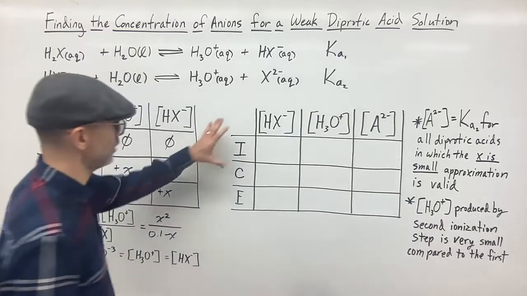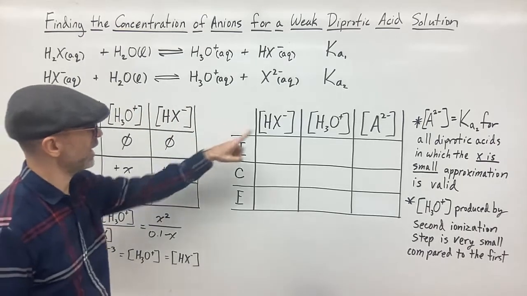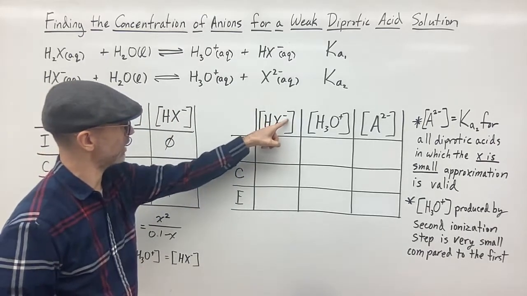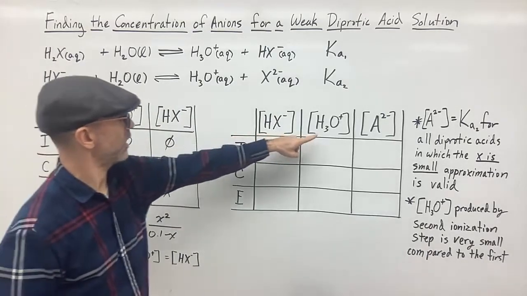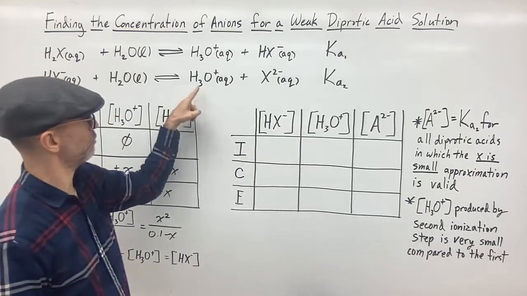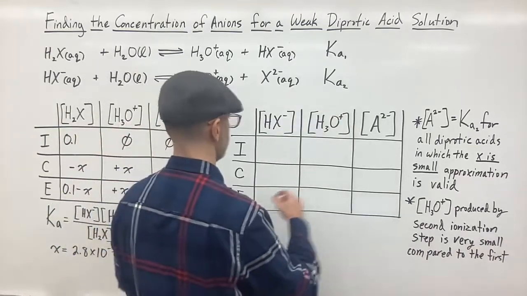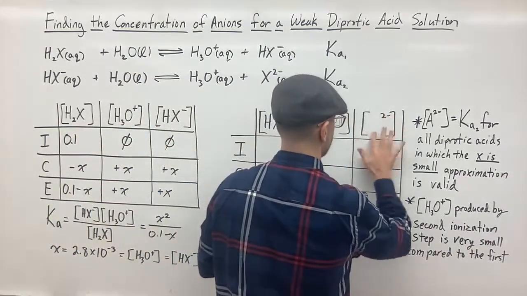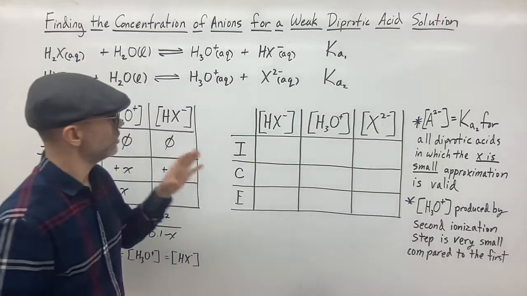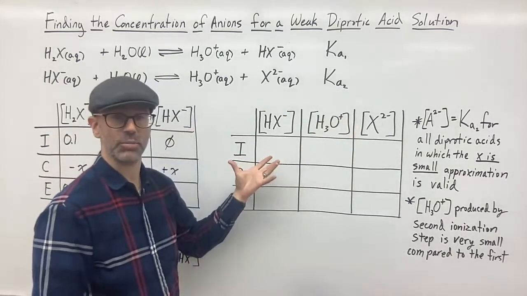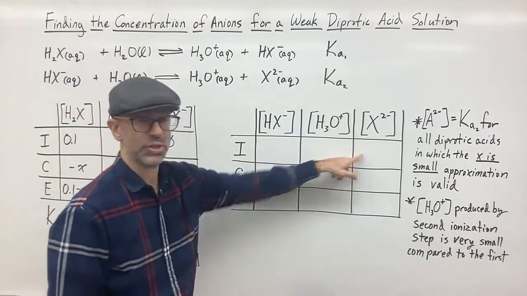Okay, so here's my ice table with the second equation. You'll see that I have the HX minus, and then I have the H plus concentration that's going to be formed from there, and then, of course, my X2 minus. So I should fix that. Not A2 minus, but X2 minus. Okay, so now I've set up my ice table for the second equation. And so now what am I going to use for the initial conditions here?